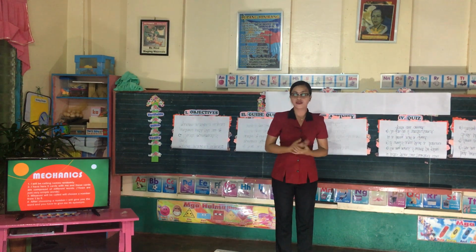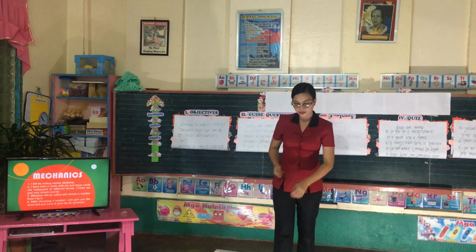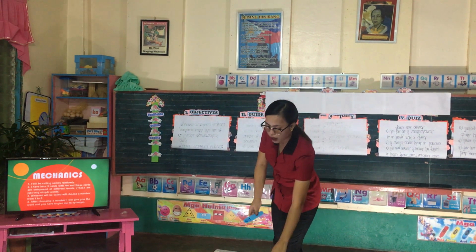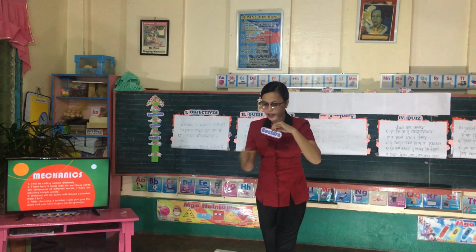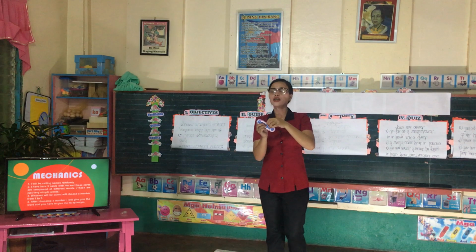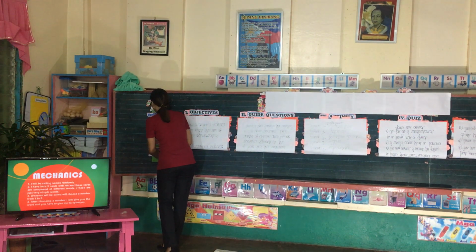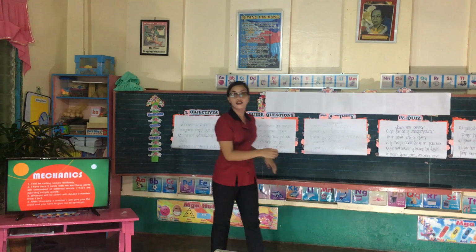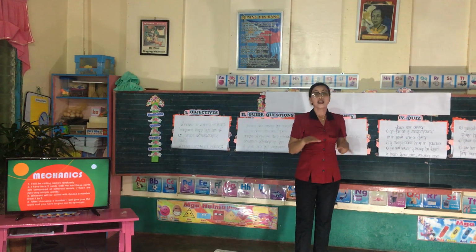Let's proceed to number 4. Can I call Ruel? Pick a number from 1 to 5. Okay, you have chosen number 2. The word number 2 is the word gesture. Now, can you give me a synonym of the word gesture? Okay, fantastic. Gesture, class, can also mean signals.